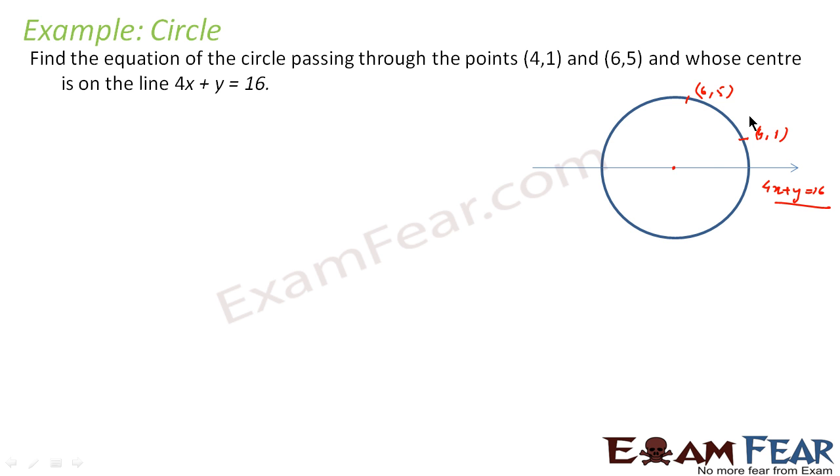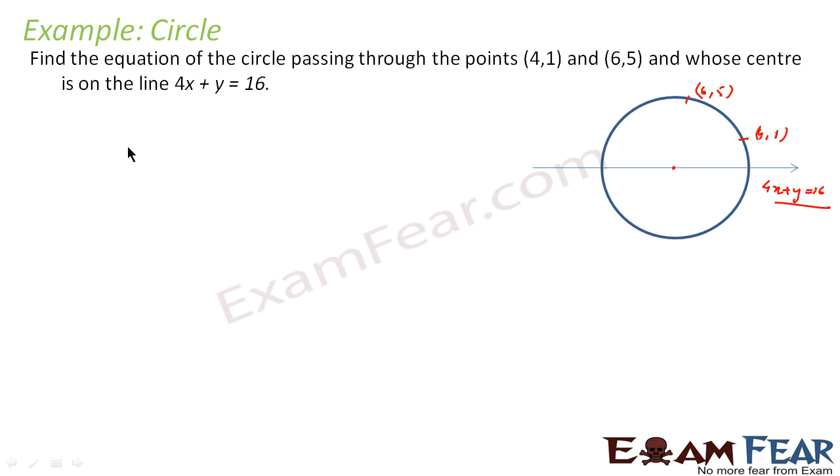These 2 points are not the exact location; I have just written the points 6 comma 5 and 4 comma 1. The exact location would have been something different, but I just wanted to write this. So these are the 2 points which lie on the circle, and the center lies on the straight line whose equation is 4x plus y is equal to 16. We have to find the equation of the circle.